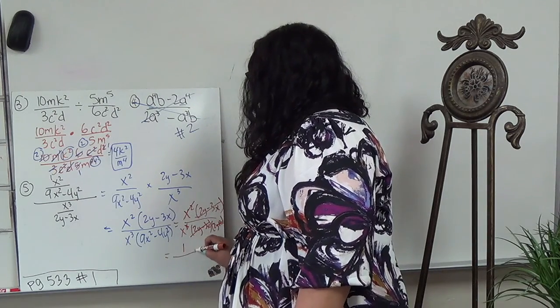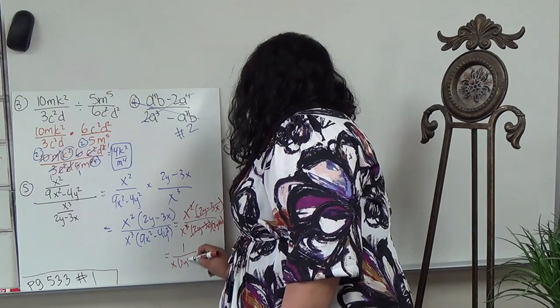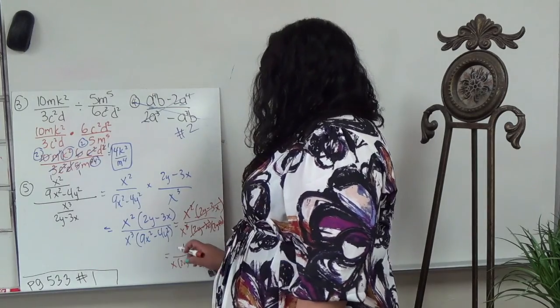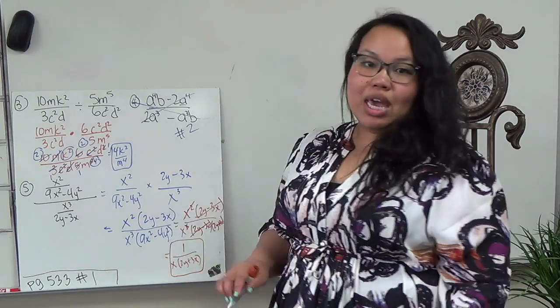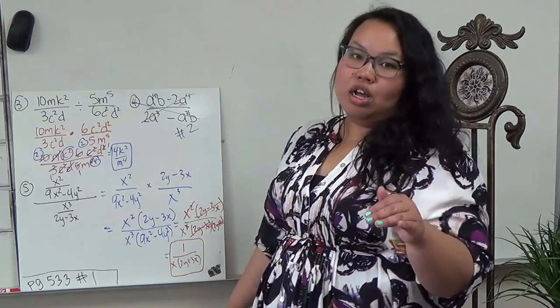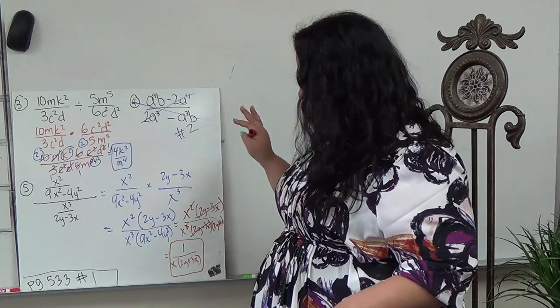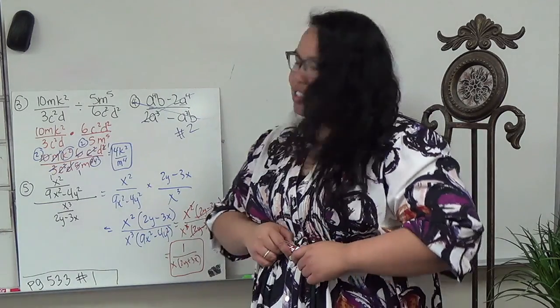Don't forget to put that placeholder 1. And x, 2y plus 3x. Now I can leave it there, or I can distribute the y on here. I'm just going to leave it in here. But if you distribute the x, not the y, but if you distribute the x, it's not going to be wrong. So go ahead and pause and write this down. Try page 533, number 1, and I will see you in class.